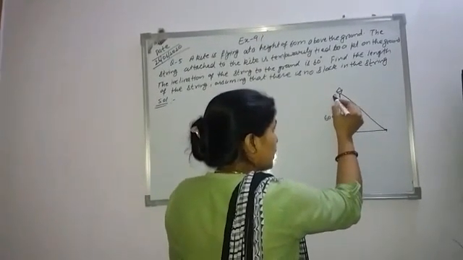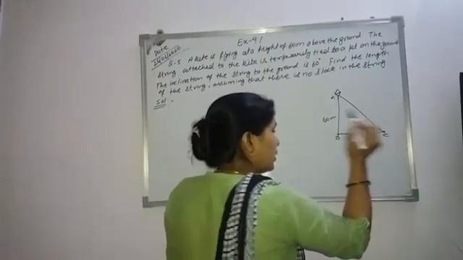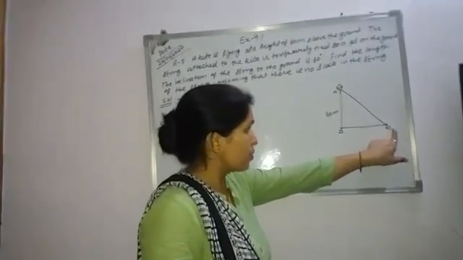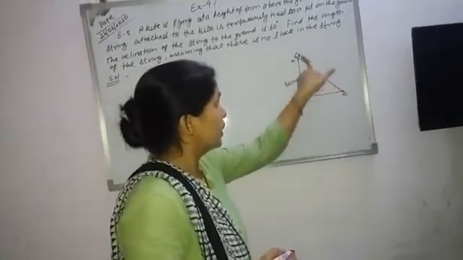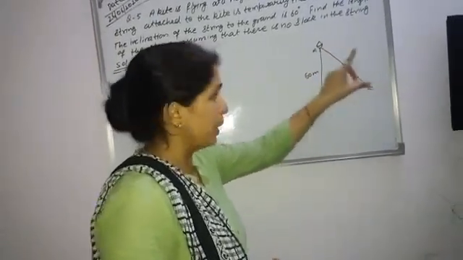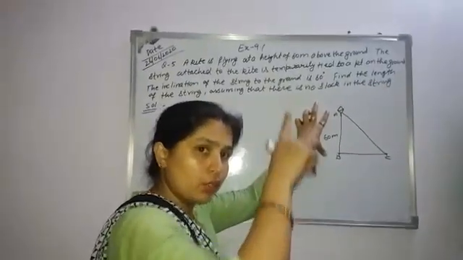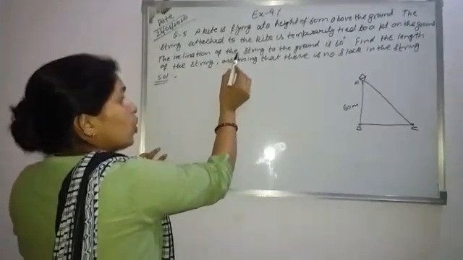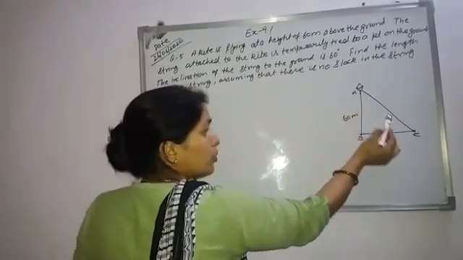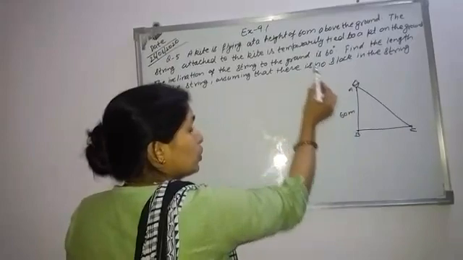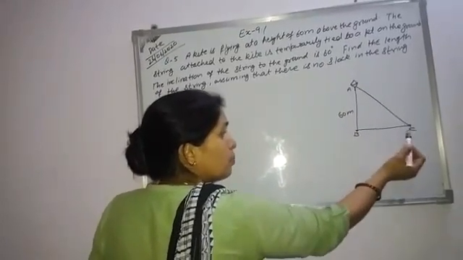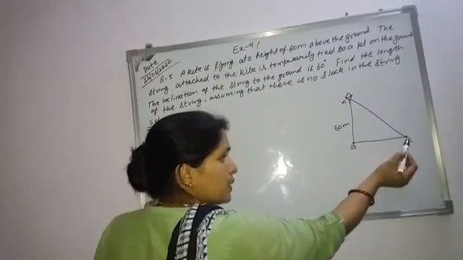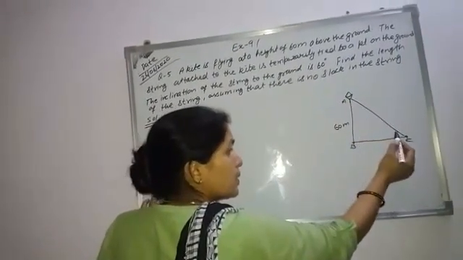Let us suppose these are points A, B and C. At point C we tied the string, and this is the string here. AC is the string of the kite and AB is the height of the kite, and the inclination of the string, meaning AC to the ground BC. So the inclination, meaning the angle between AC and BC, is 60 degrees.